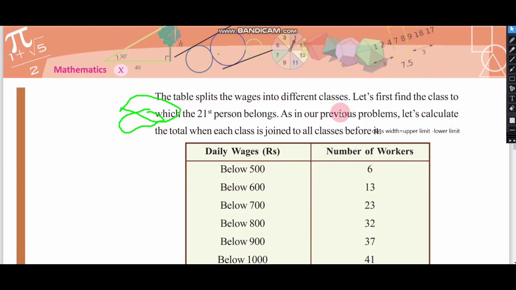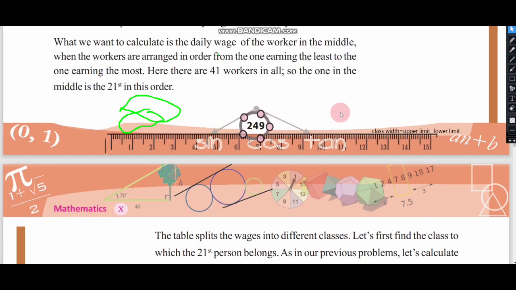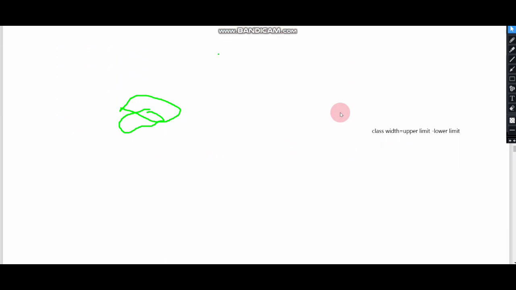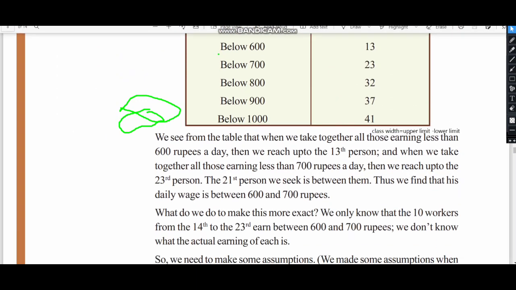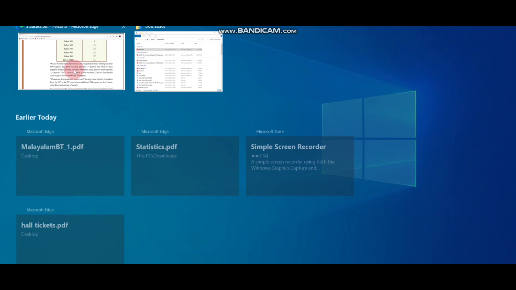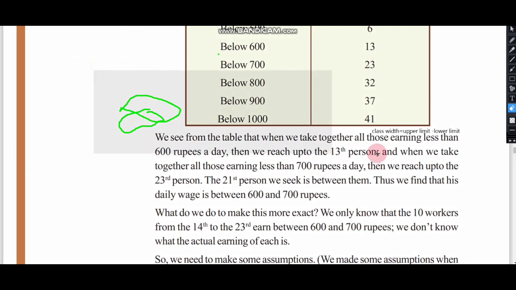Now here we need to find out the median in this type of tables. That we will discuss in the next class.